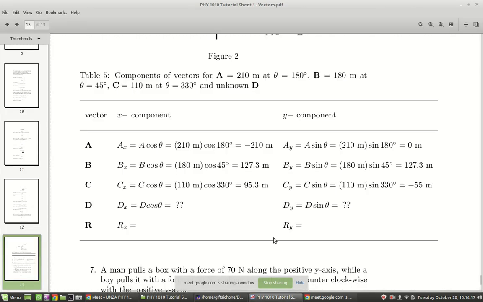Is that clear? So that's what we know about dx. We just know that it is the size of D times cos the angle it makes, and for dy, the size of D and sine the angle it makes. Okay. Then the other bit is Rx.